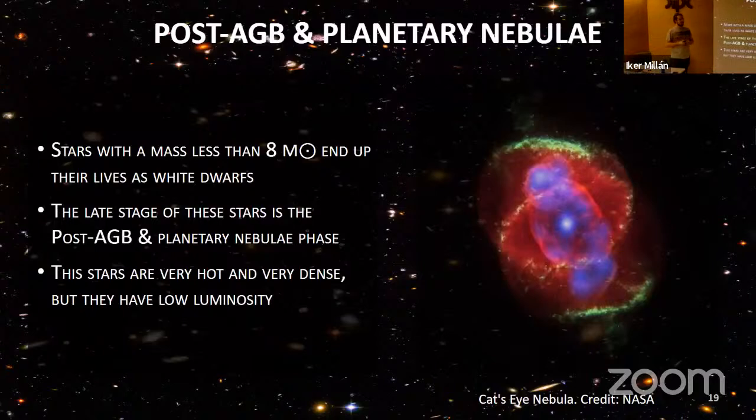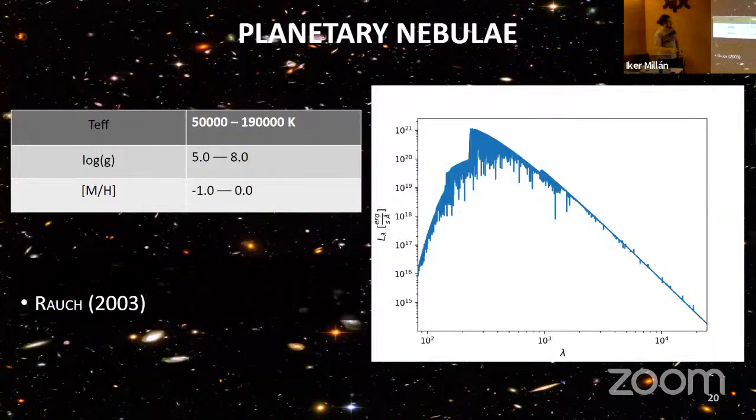Stars with smaller masses end their lives as white dwarfs. The late stage of these low and intermediate mass stars is usually the post-AGB planetary nebulae. These stars are very hot and very dense, because the star begins to lose all its shells and ends up just being the core of the star, which illuminates. It has a very strong ionizing profile, with temperatures between 5,000 and 190,000 Kelvin, and up to 300,000 or 400,000 Kelvin depending on the metallicity. They have a very strong surface gravity, and we have taken the ones from Rauch 2003.